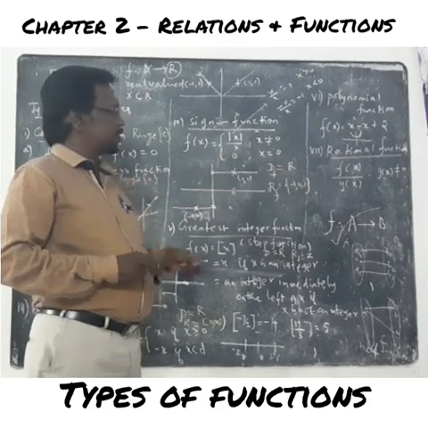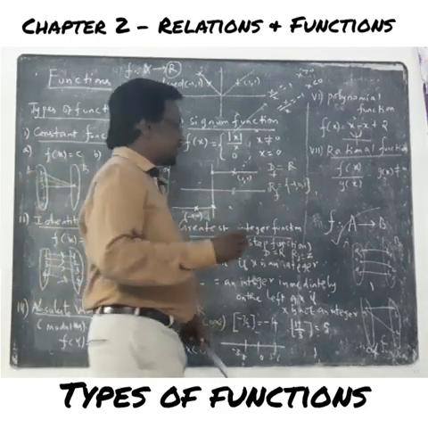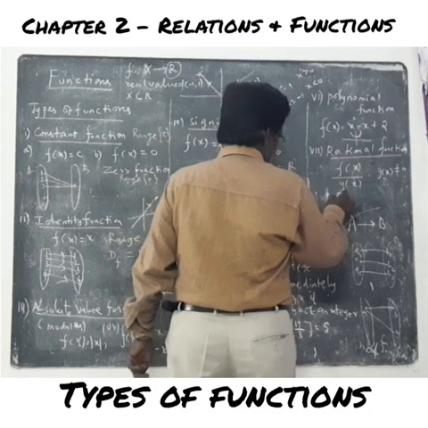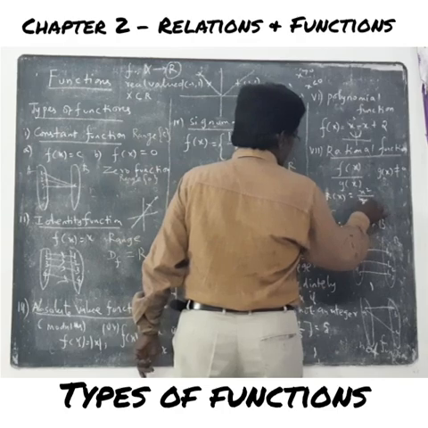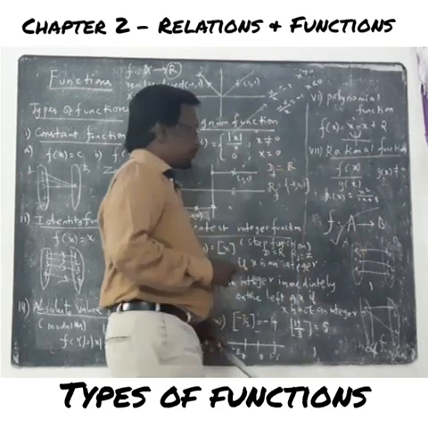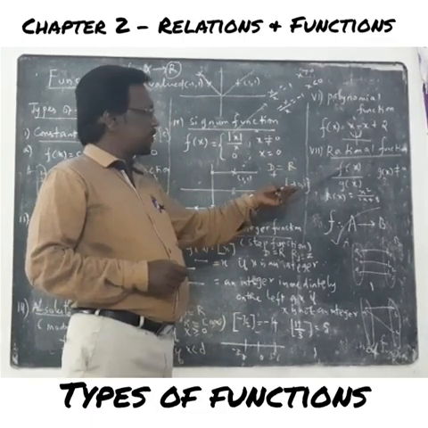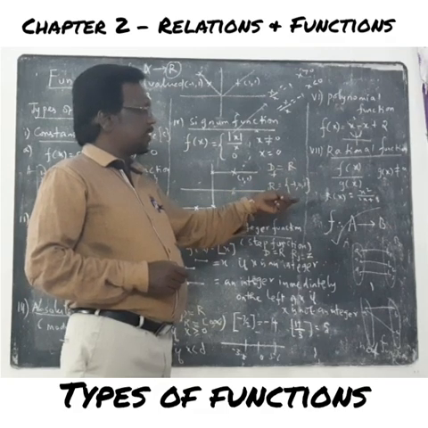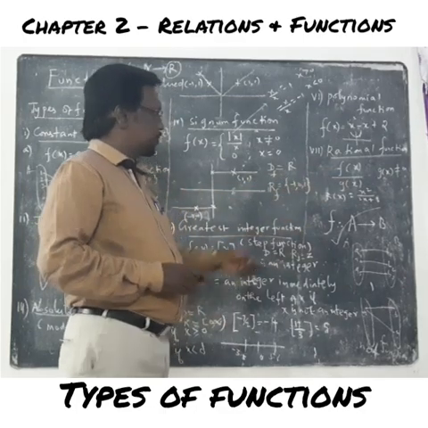Rational function is what? f of x by g of x. This is a rational function. Suppose r of x equal to x squared by 2x plus 3. So the numerator is one function and the denominator is another function. This is a rational function. The denominator should not be equal to 0.